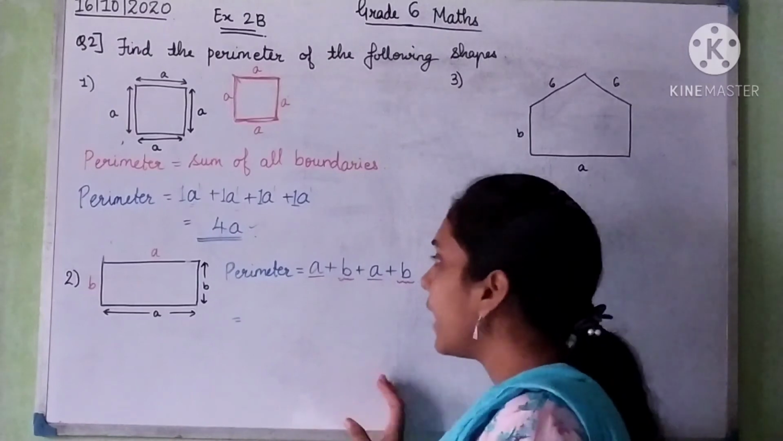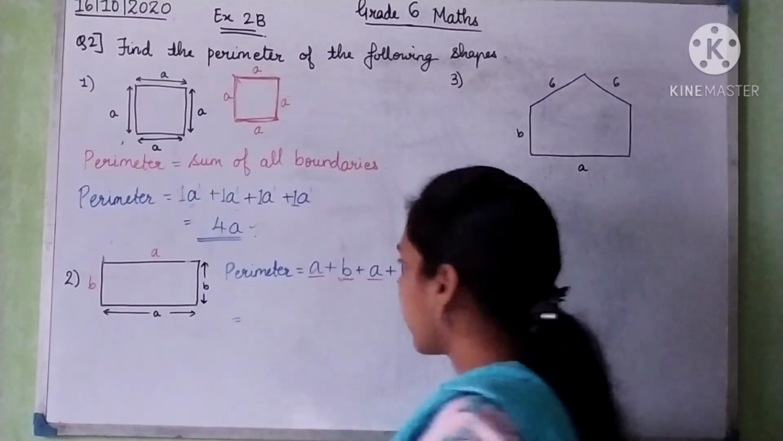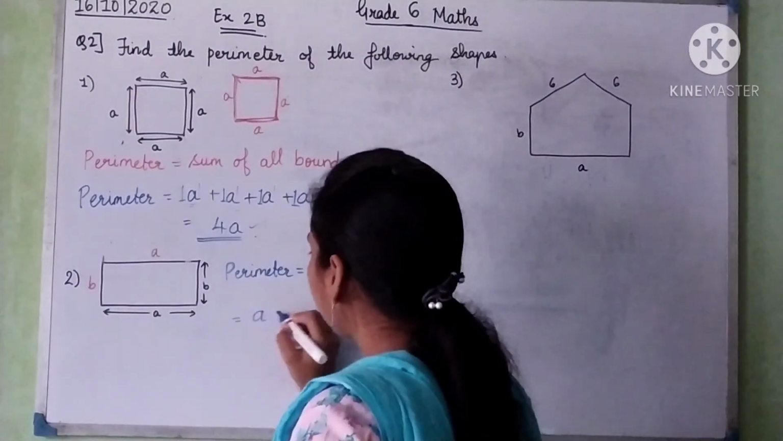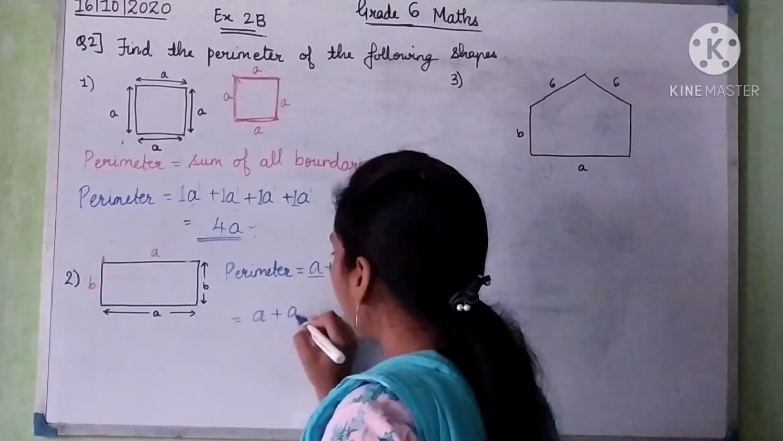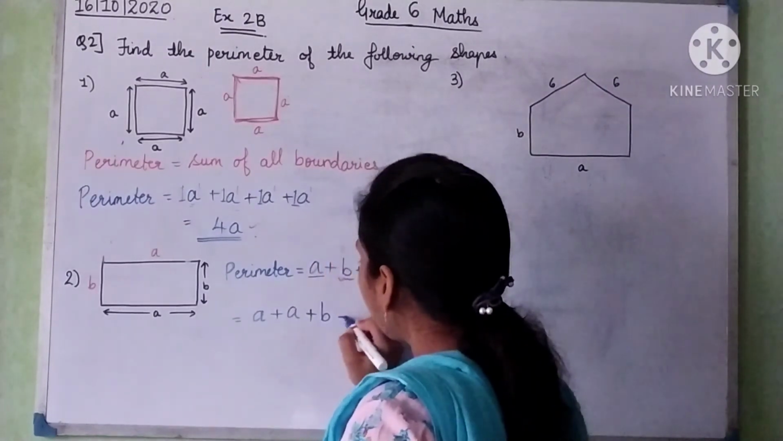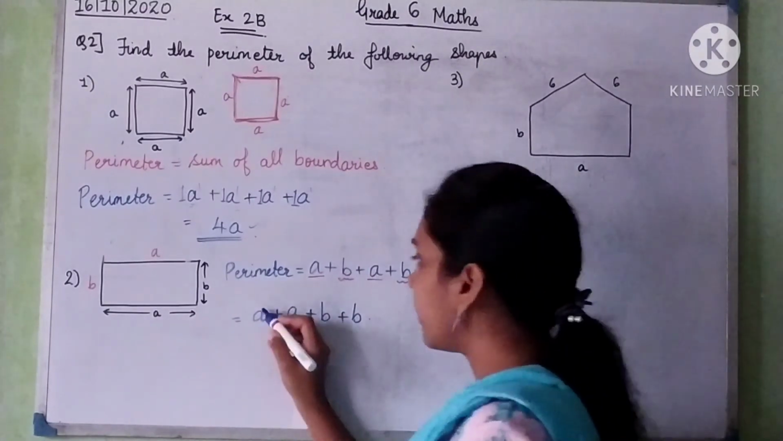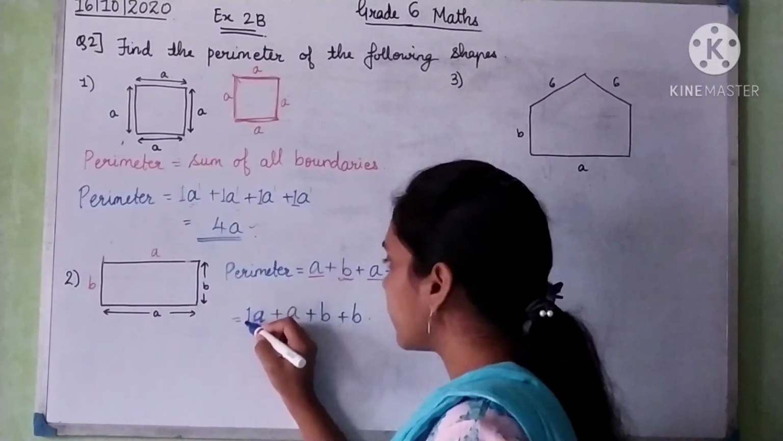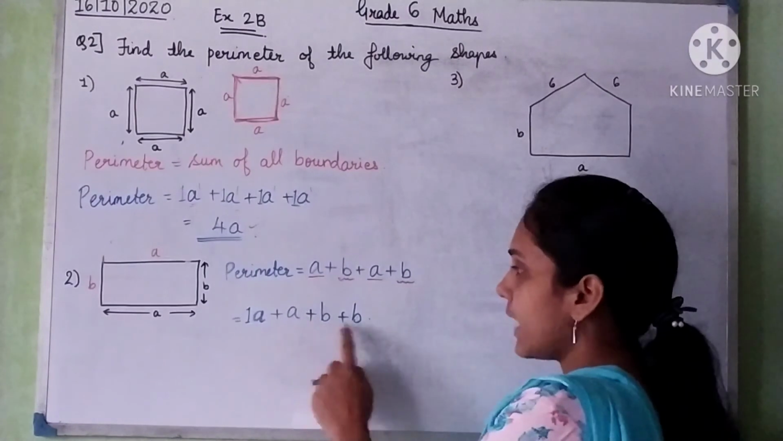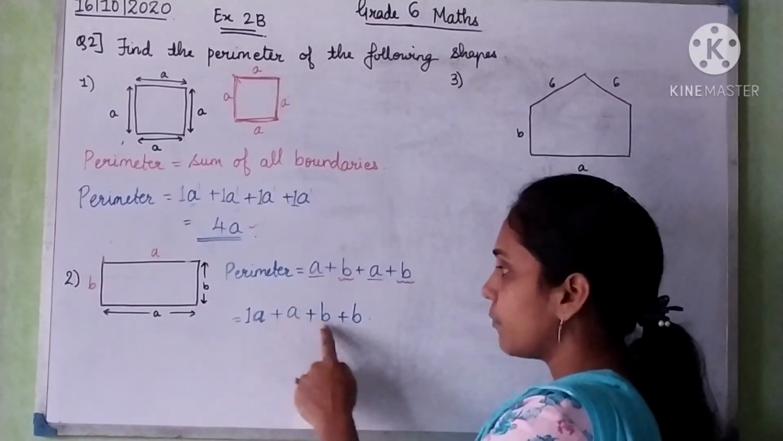So what do I do? I write the like terms together. So I write this A and the second A together. Then I write this plus B and the second B. Okay. Now as I told you, if there is no number before this letter, then that means it is 1. So before all these letters it is 1. This is 1A, 1A, 1B, 1B.